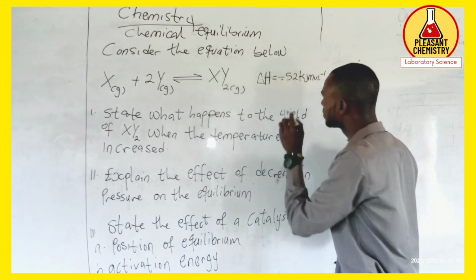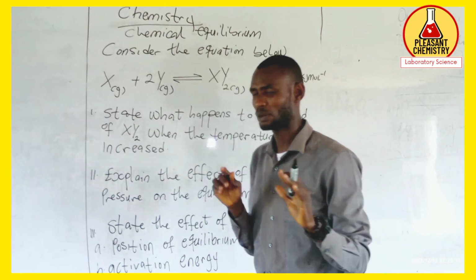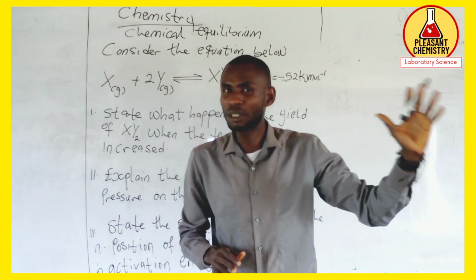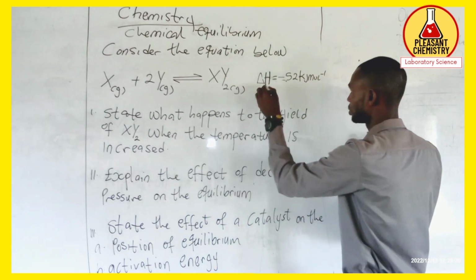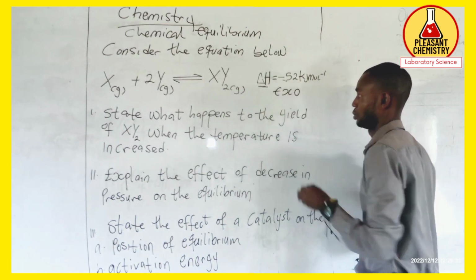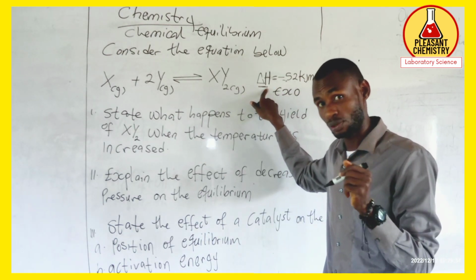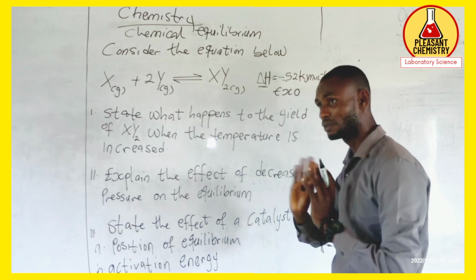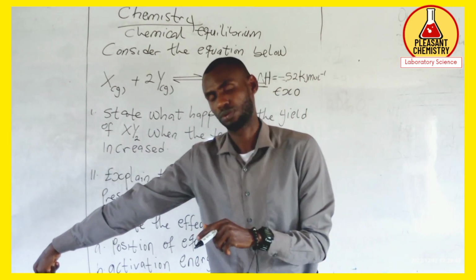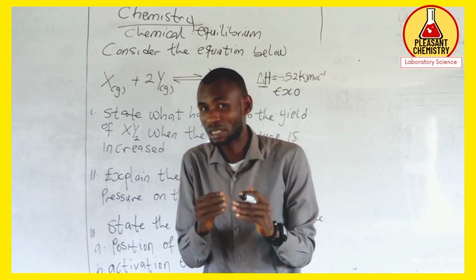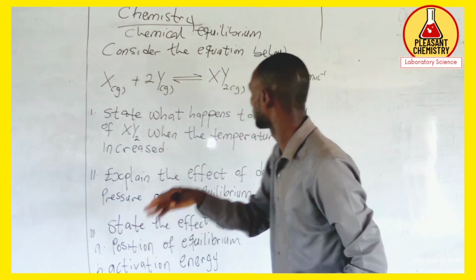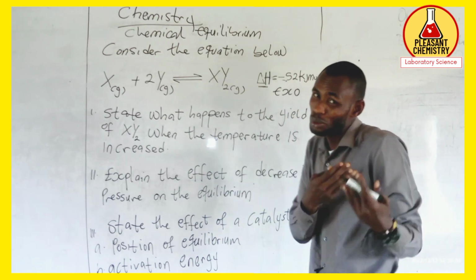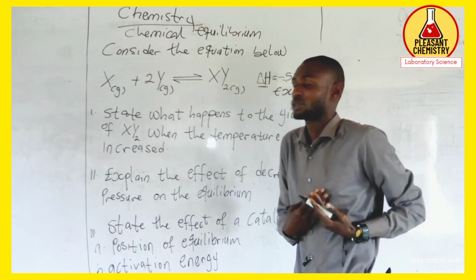Now, this delta H is very, very important. It is talking about whether a reaction is exothermic or endothermic. For an endothermic reaction, the delta H is always positive. For an exothermic reaction, the delta H is negative, which means that heat is given out. And when we say heat is given out, it means that it will be at the product side. I repeat, an exothermic reaction is a reaction in which heat is given out, so it will be at the product side. Whereas endo is absorption of heat, so at the reactant, it will be added.